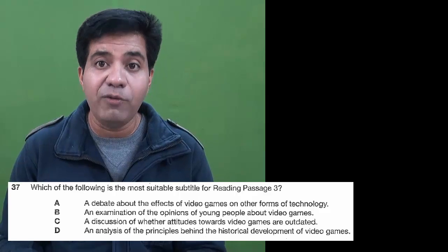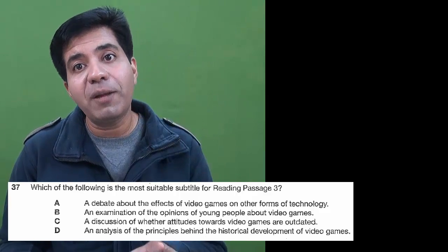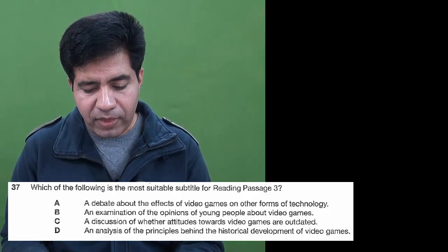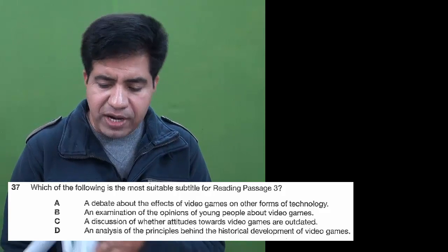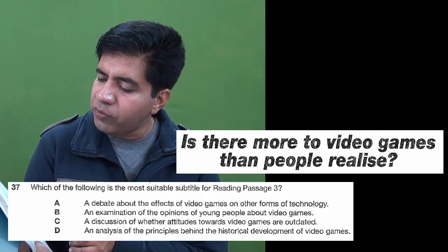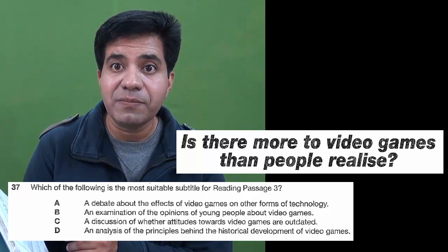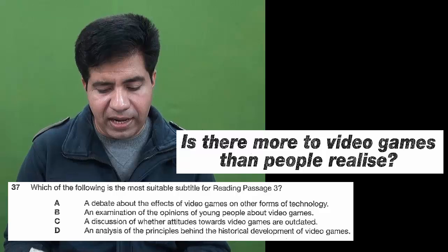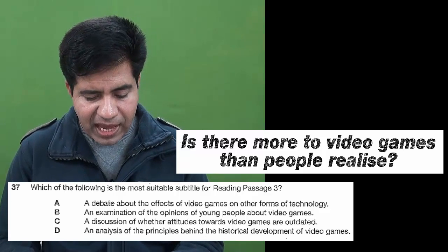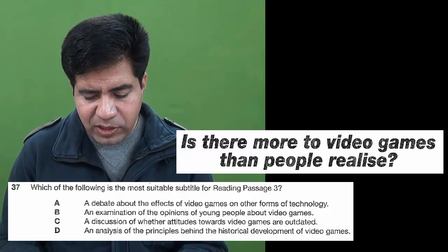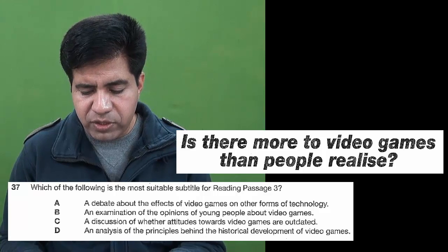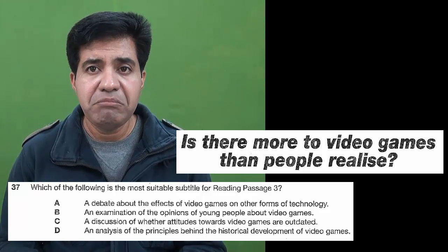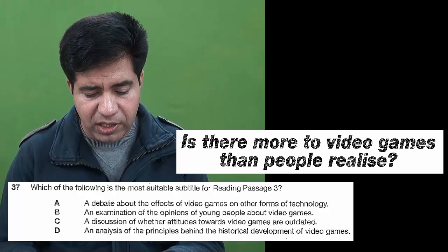Let's go through that. Now we don't need to read. We cannot read all the passage at this point. All you can do is read the heading. Is there more to video games than people realize? This heading can help you. Is there more to video games than people realize? Now let's see. A, a debate about the effects of video games on other forms of technology. No, they didn't discuss other forms of technology.